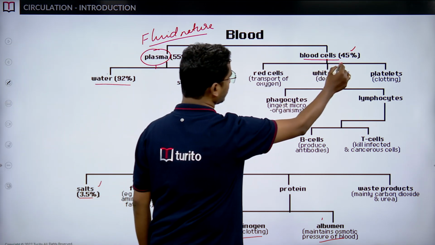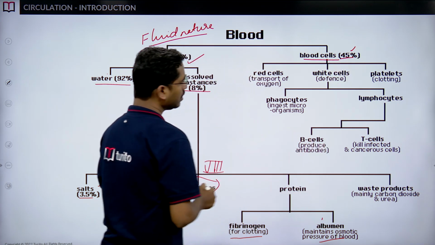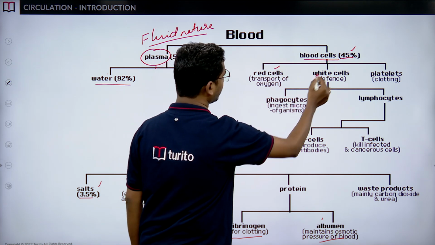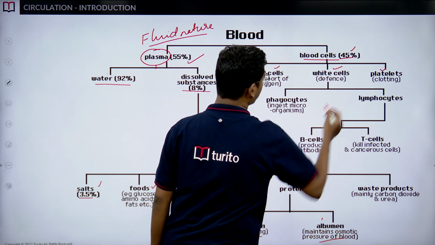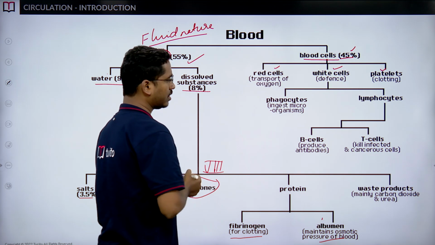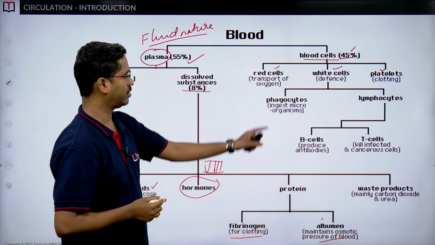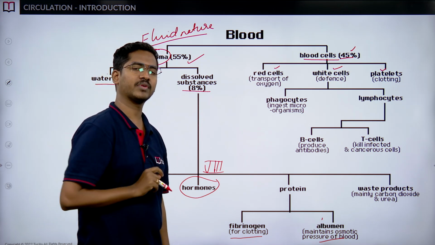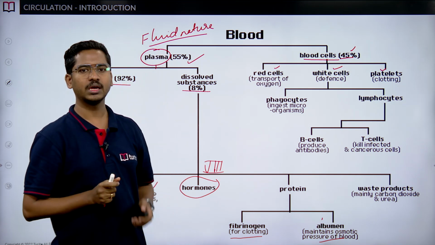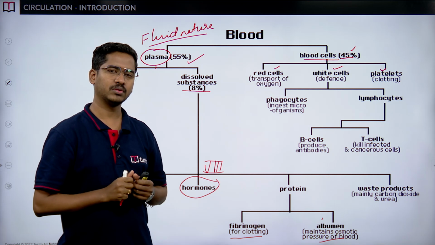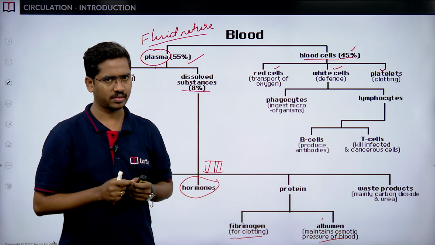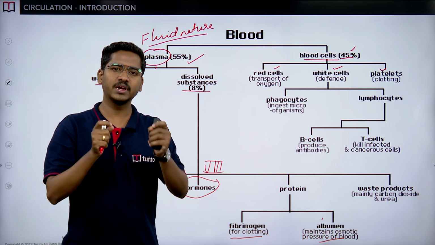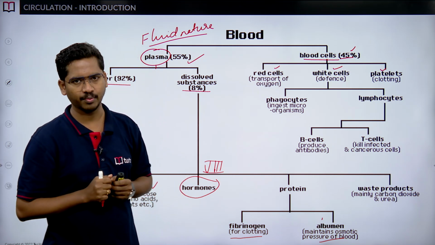Next are the blood cells, which account for 45%. As you all know, there are different types of blood cells: RBCs, WBCs and platelets. Now, WBCs are further divided like this. That earlier classification was based on the features of the cells. This classification is based on the different functions performed by the WBCs.